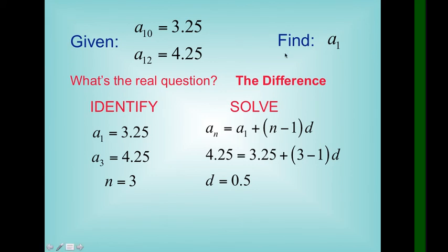The real question now here is first we need to identify the difference. So the difference is 0.5. So as you can see, it's 0.5. So identify. Our a sub 10, which is our first term, is 3.25. So there's an a sub 11 in between. So this will be represented as a sub 1. The next one is a sub 12, which is 4.25.